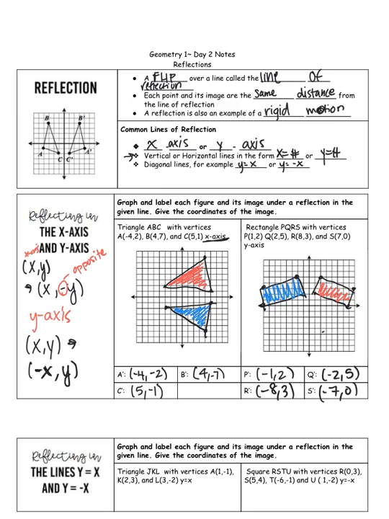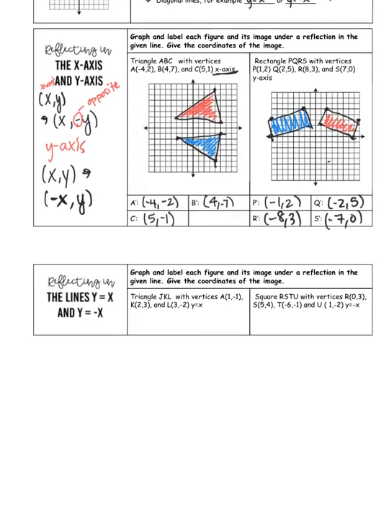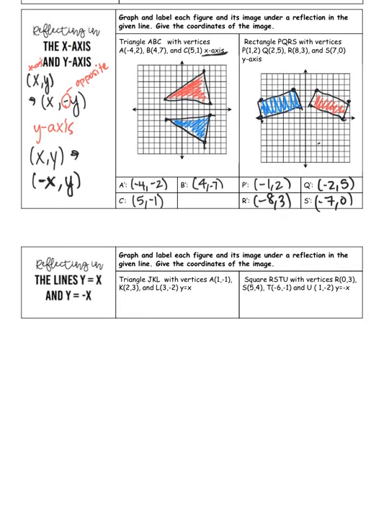Alright? Okay. So now our other reflection is going to be y equals x and y equals negative x. So let me show you real quick. y equals x is this line. Okay. So y equals 1x plus 0. And y equals negative x is this guy. Okay. Alright.